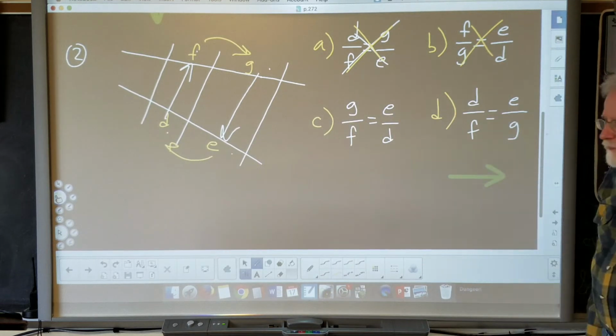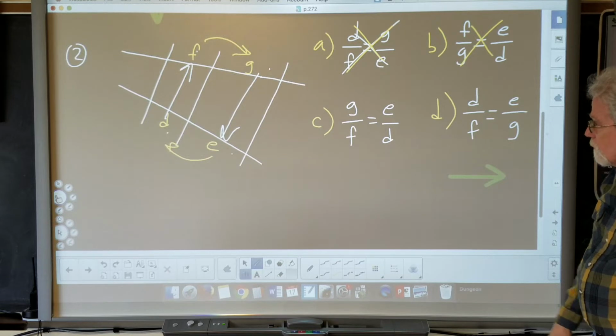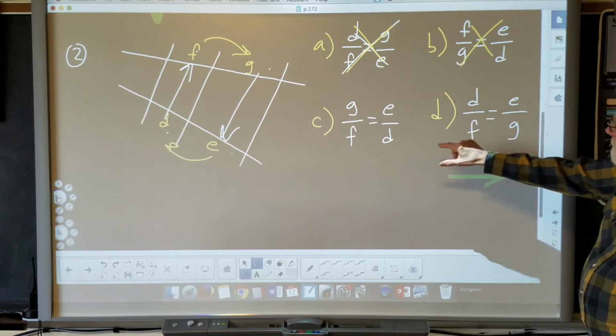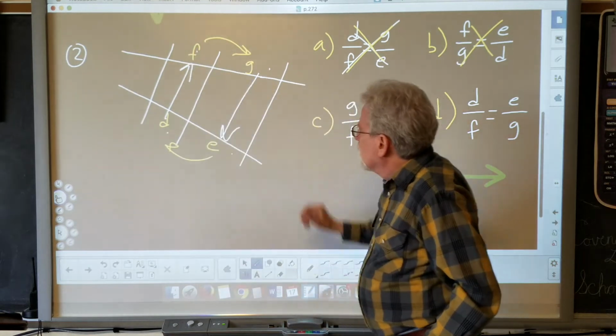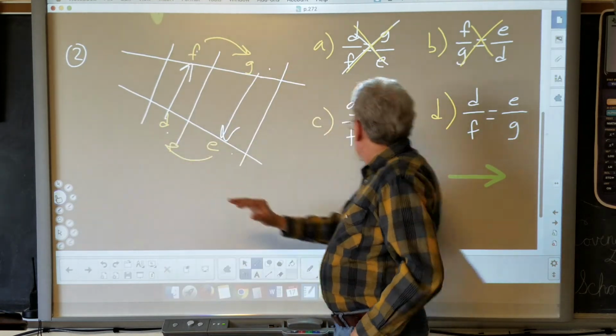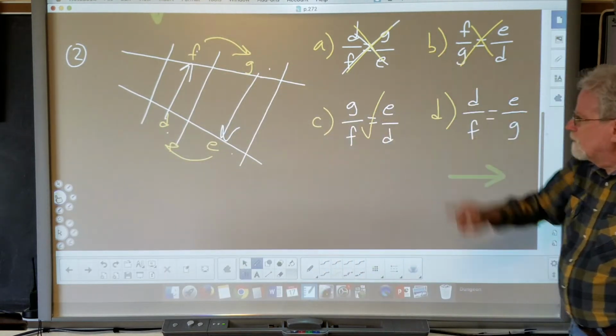That's also false. They better get some of these right. Let's see if they get a 50% on these. G over F. G over F. They better say E over D. They did. They got it right that time.